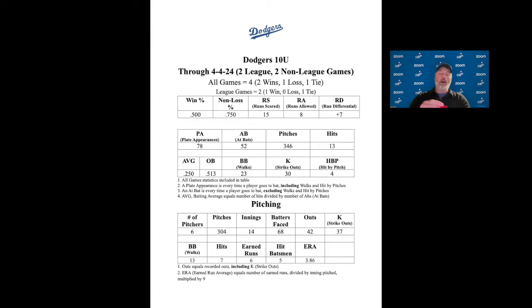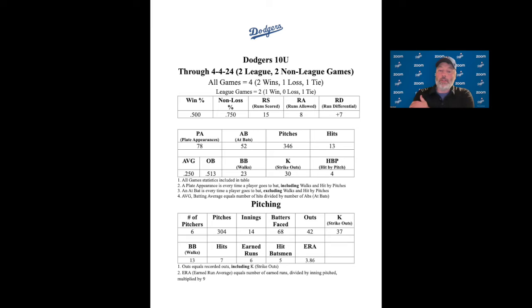So far, we have seen 346 pitches. Our opponents have thrown 346 pitches to us, which means we're being really patient at the plate. That's really, really good. We have 13 hits as a team so far on the season through the first four games. That's something really good.